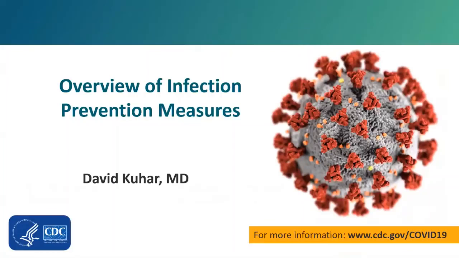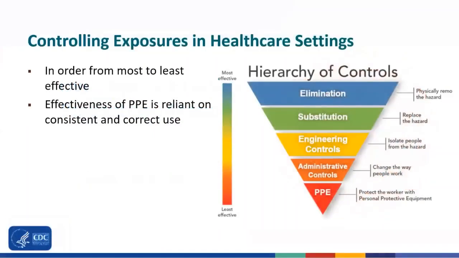Well, controlling exposures to occupational hazards is a fundamental way to protect healthcare personnel. Conventionally, a hierarchy has been used to achieve feasible and effective controls. This hierarchy of controls, in order of most to least effective, includes elimination, substitution, engineering controls, administrative controls, and finally, personal protective equipment, which depends on consistent and correct use.